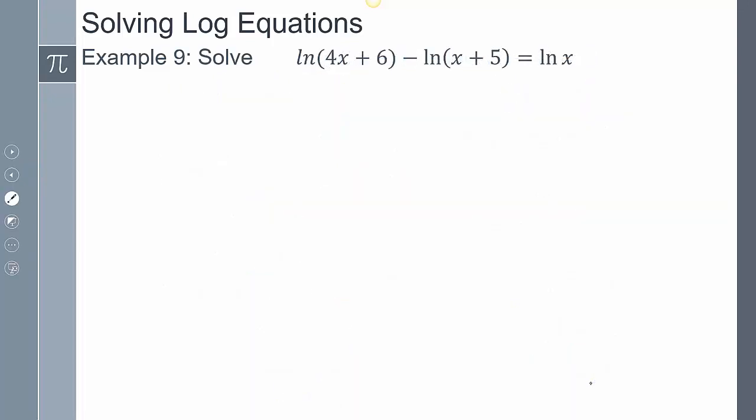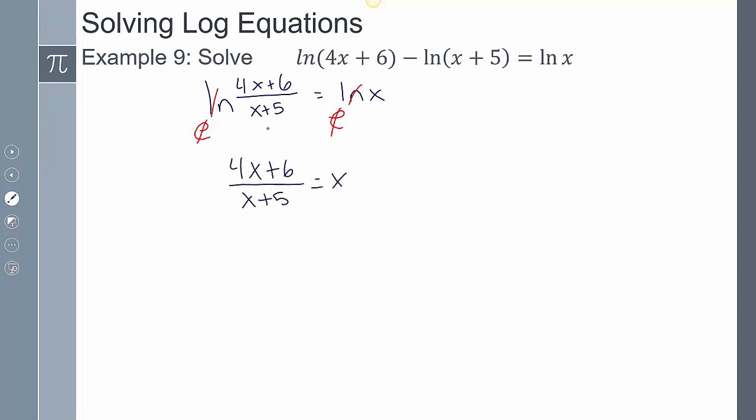This next one, you can do the same thing even though it's ln. So I can represent this as a single logarithm. This is positive, it's on top. This is negative, so this goes on the bottom. Now I can take base e to both sides, and so those are going to cancel out. And so I'm going to be left with 4x plus 6 over x plus 5 equals x.